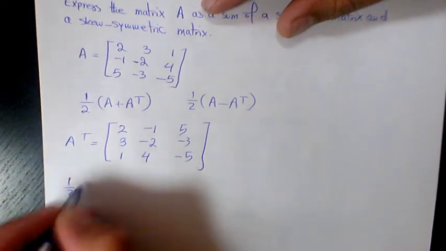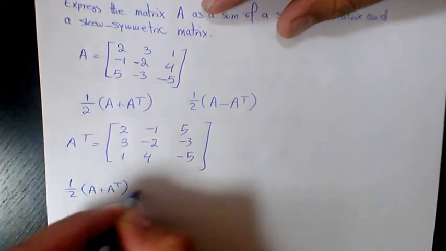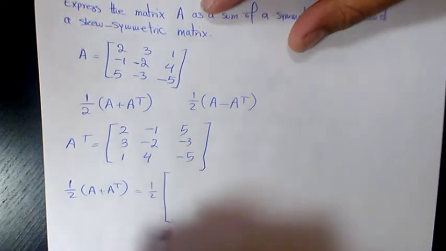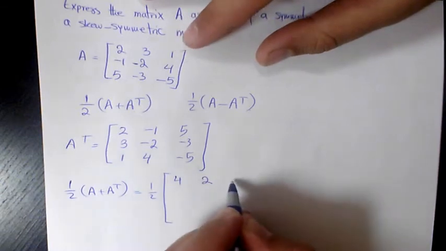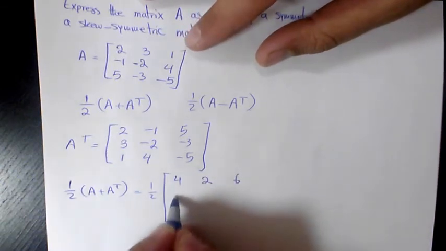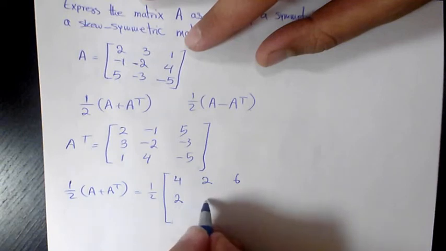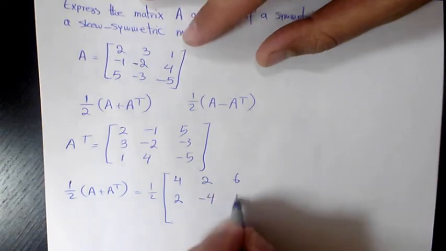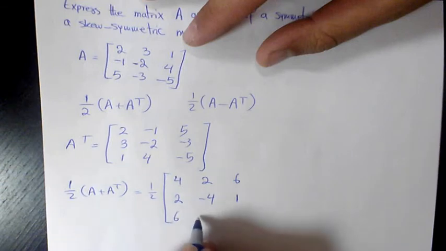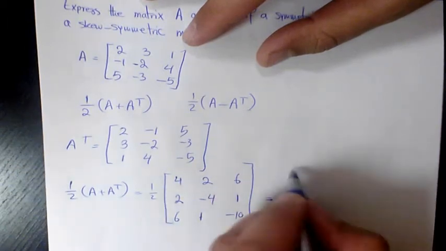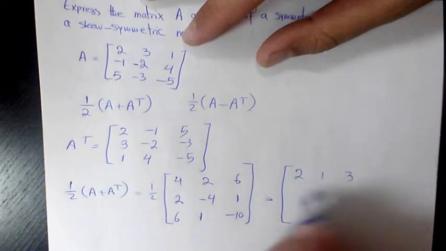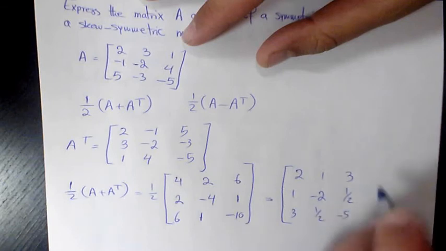So 1/2 (A + A^T) is going to be 1/2 of the addition of these two: 2 plus 2 is 4, 3 minus 1 is 2, 1 plus 5 is 6, 3 plus negative 1 is 2, negative 2 plus negative 2 is negative 4, negative 3 plus 4 is 1, 5 plus 1 is 6, 4 plus negative 3 is 1, negative 5 plus negative 5 is negative 10. Then if you find half of it, it's going to be 2, 1, 3, 1, negative 2, 1/2, 3, 1/2, negative 5.